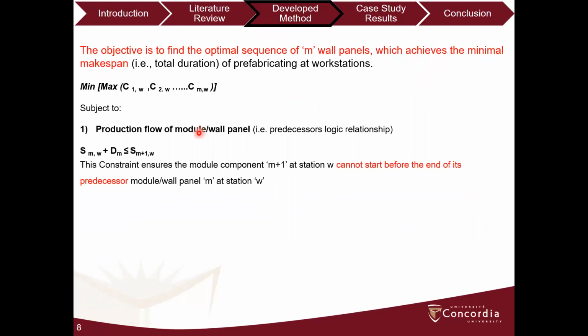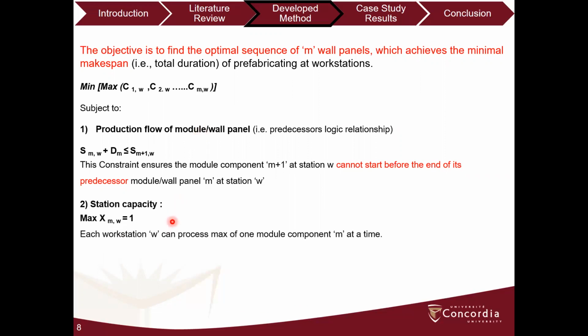Constraint 1 defines the production flow of module components, and constraint 2 represents the workstation capacity, which enforces that each workstation can process a maximum of one module at a time.